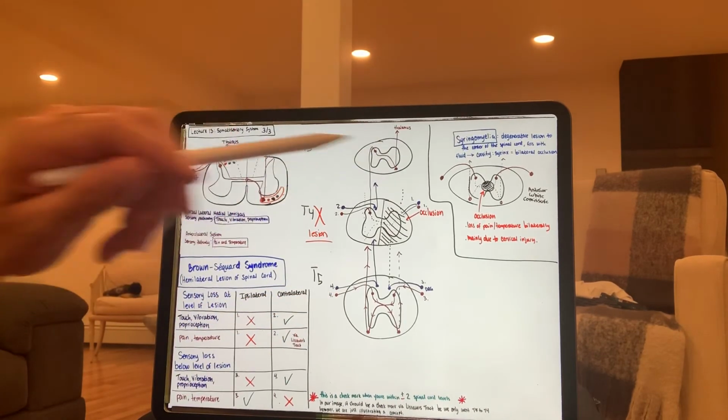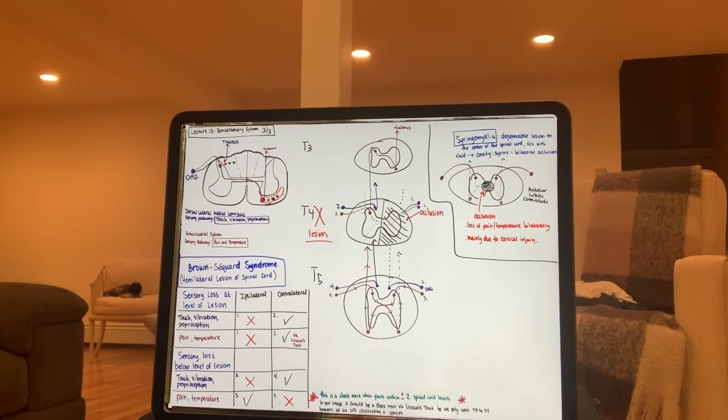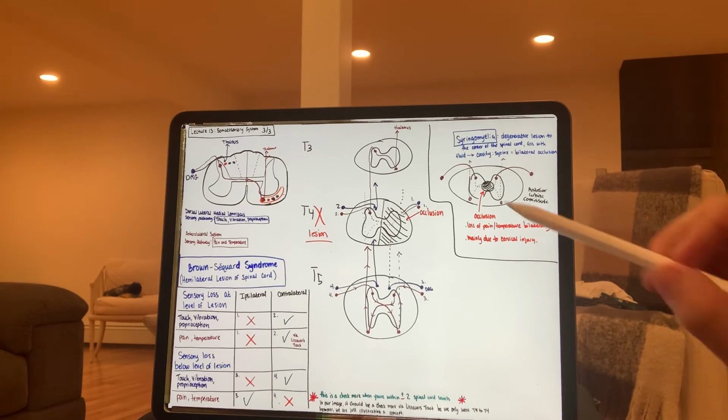Okay. So then the next thing that we're talking about is another clinical correlate, which is syringomyelia, which is a degenerative lesion to the center of the spinal cord, which then fills with fluid. It forms a cavity or a cyst, also known as a syrinx, which is a bilateral occlusion of the anterior white commissure. So what you can see is the occlusion right in the center.